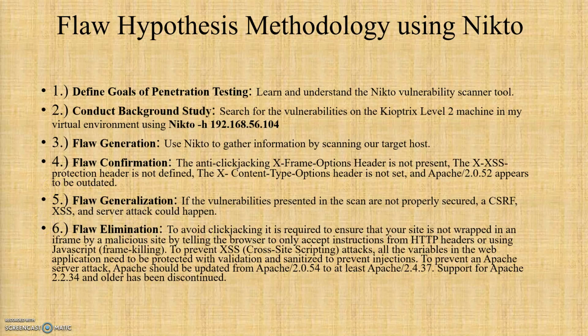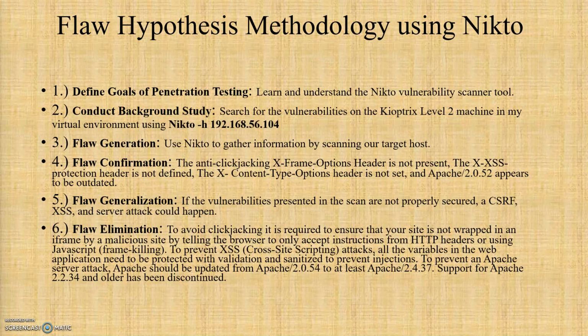The flaw confirmation was the following: the anti-clickjacking X-Frame-Options header is not present, the cross-site scripting protection header is not defined, the X-Content-Type header is not set, and the Apache 2.0.52 appears to be outdated. The flaw generalization was the following: if the vulnerabilities presented in the scan are not properly secured, a CSRF, cross-site scripting, and server attack could happen.